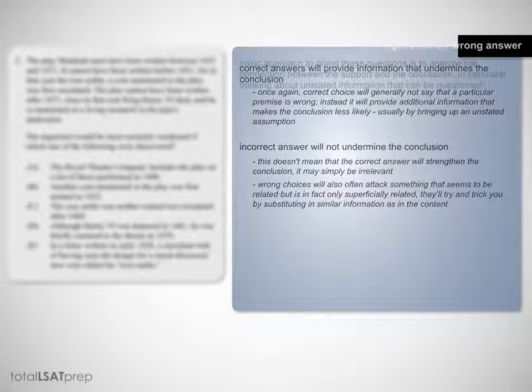Okay, so the basic approach to doing these questions is to analyze the connection between the support and the conclusion, in particular thinking about the unstated information that can be questioned, and keeping in mind the move from premises to conclusion. So you need to pay attention to the subtle shifts in the concepts used in the premises and the concepts used in the conclusion.